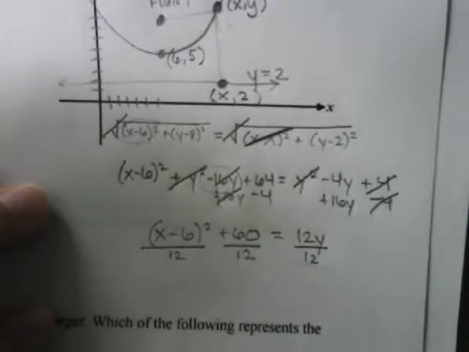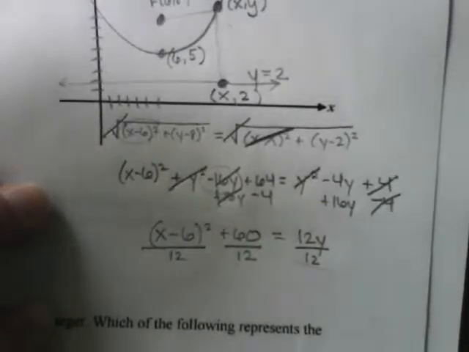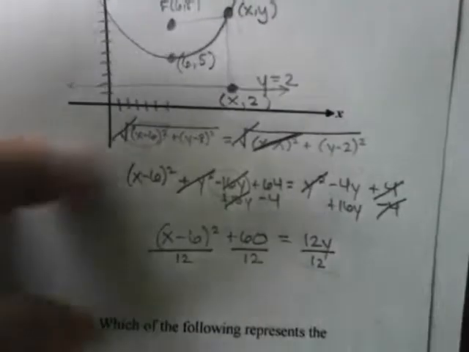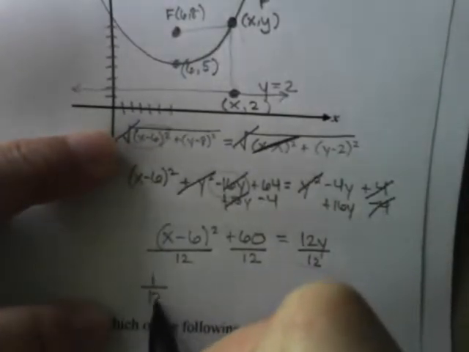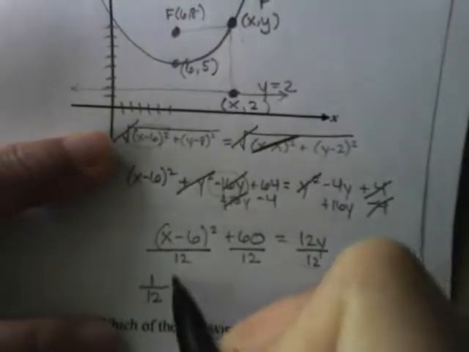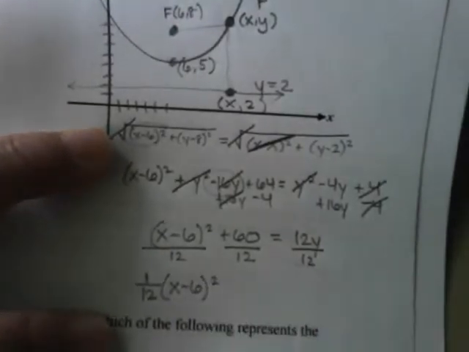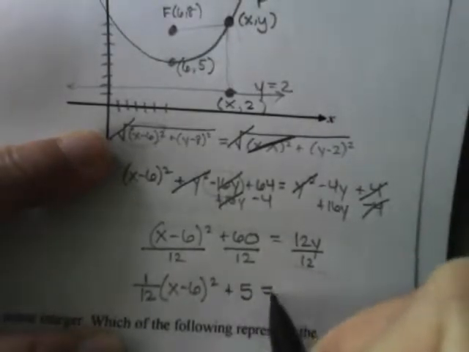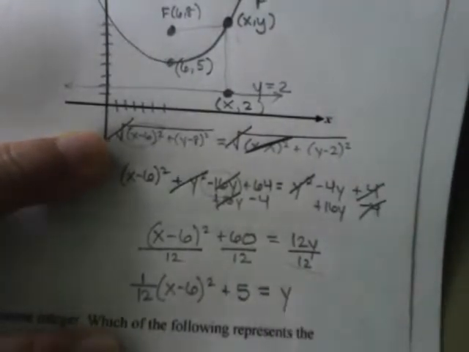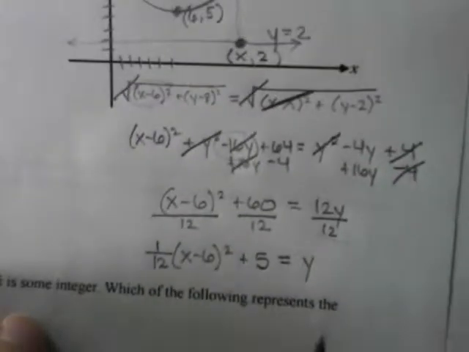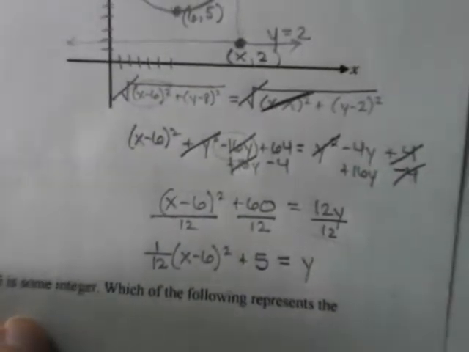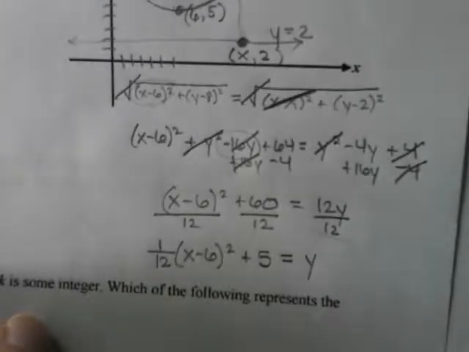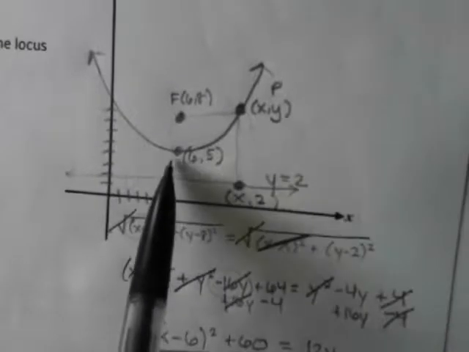When you divide your binomial that's squared by 12, you're not actually going to put everything over 12 here. They typically will just leave this as 1/12 times (x minus 6) squared. But the 60 divided by 12 will divide out, and it equals y. So let me ask you, what is my h, k here? What's in my h spot? 6, and what's in my k spot? 5. That's the kind of checking mechanism.